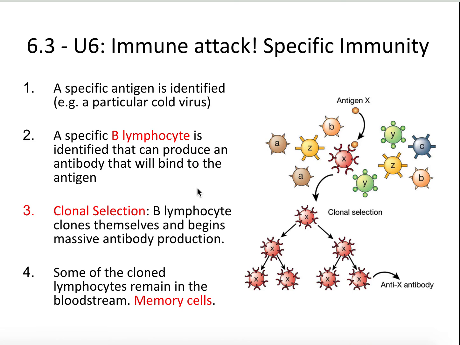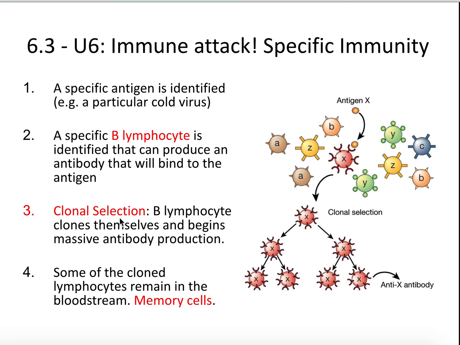So now the specific immunity response. This is what happens when our body remembers a pathogen that has once been there. First, a specific antigen is identified. Here is that shape, that protein coming from that pathogen, and here is the helper T cell that remembers it. We call it a specific B lymphocyte. It's a type of white blood cell. It is identified, and it produces the antibody that will bind to the antigen. So here's the antibody binding to the antigen.